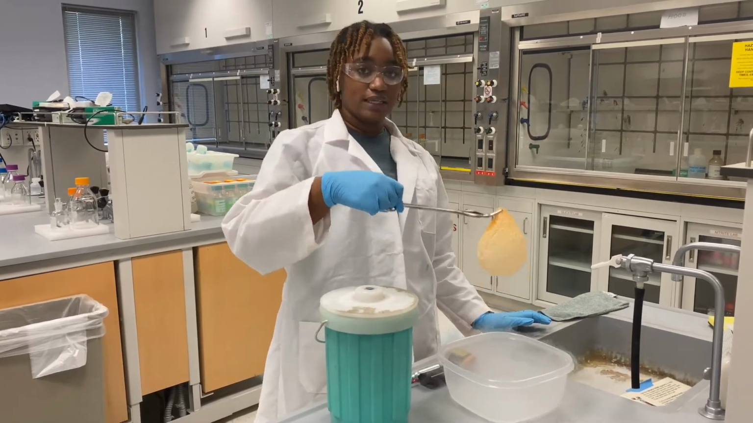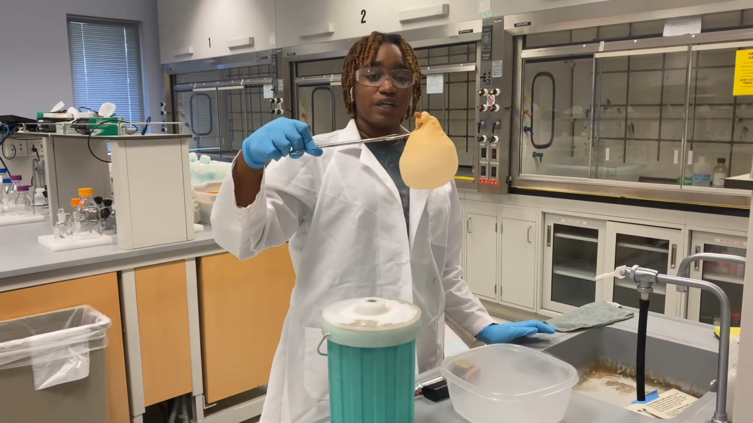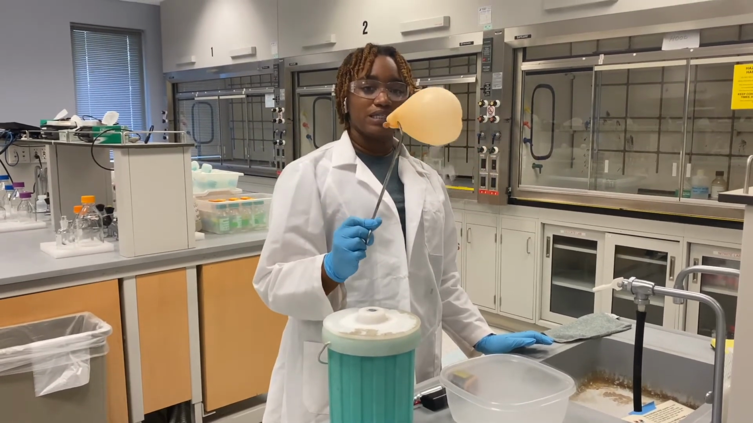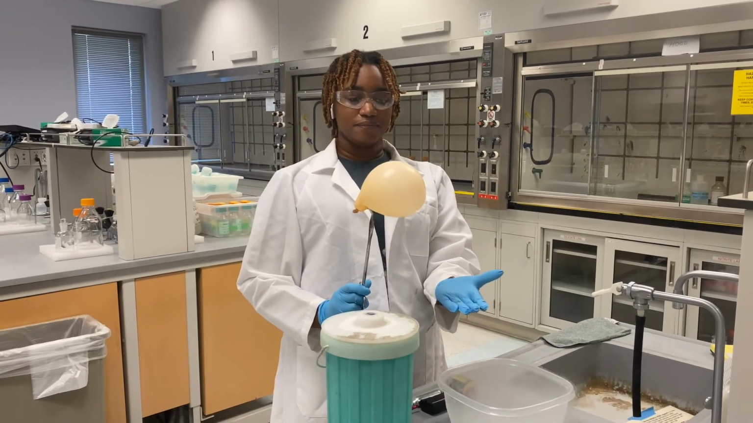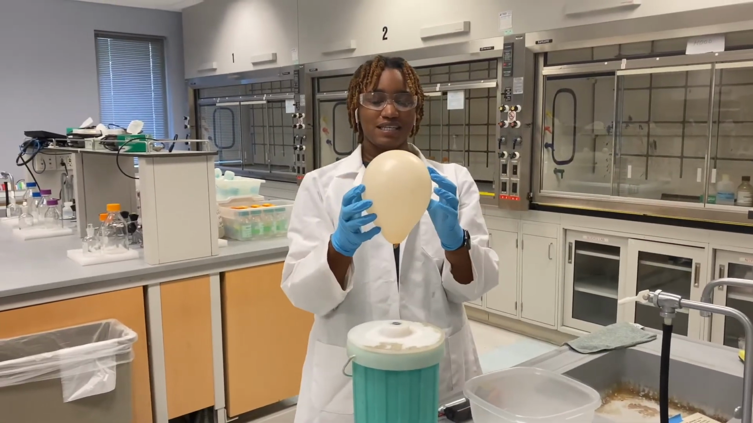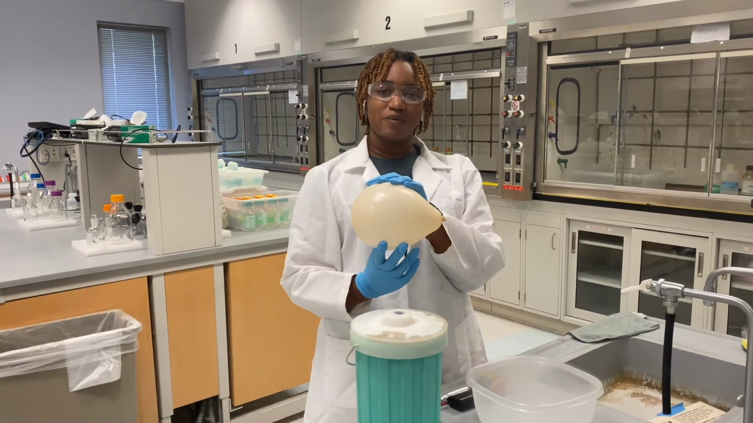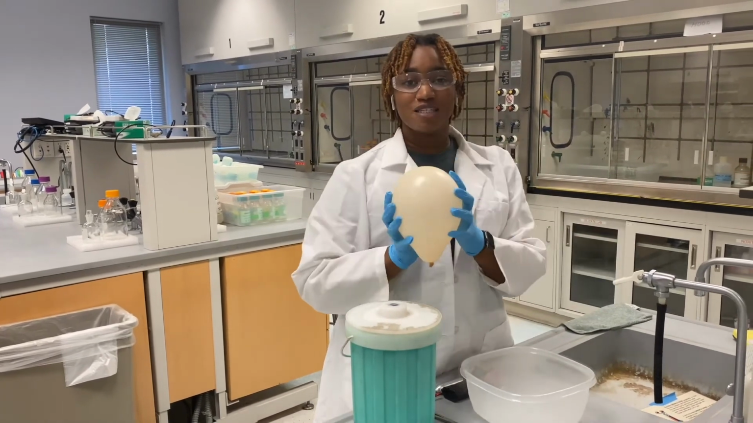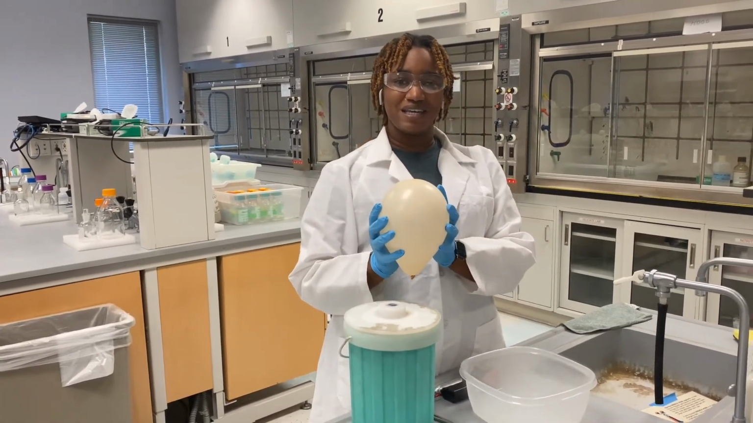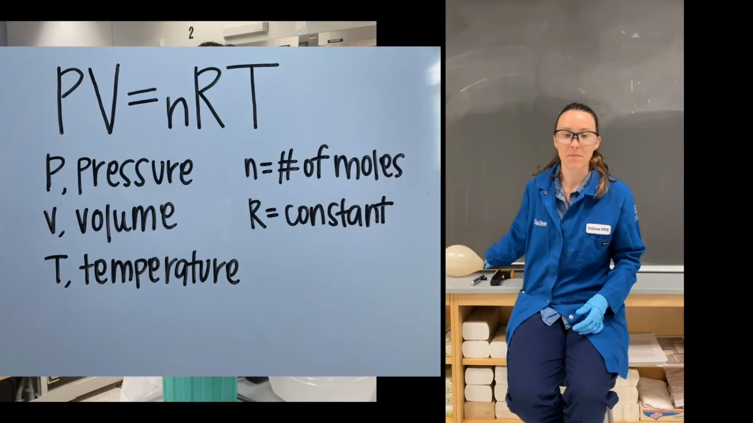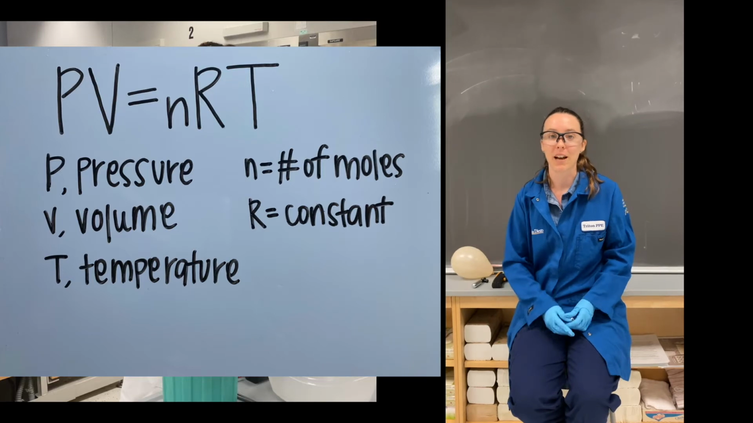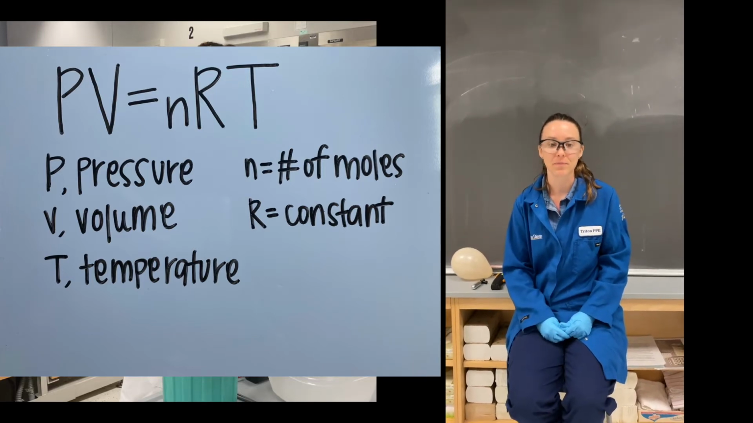And now that I've picked it up, both the temperature and the pressure are going to increase, and the balloon is going to go back to its original size. So, as you see, our balloon is now back to where it started. Looks like this balloon follows the PV equals nRT ideal gas law. It is called the ideal gas law because it defines the behavior of most gases under most conditions.